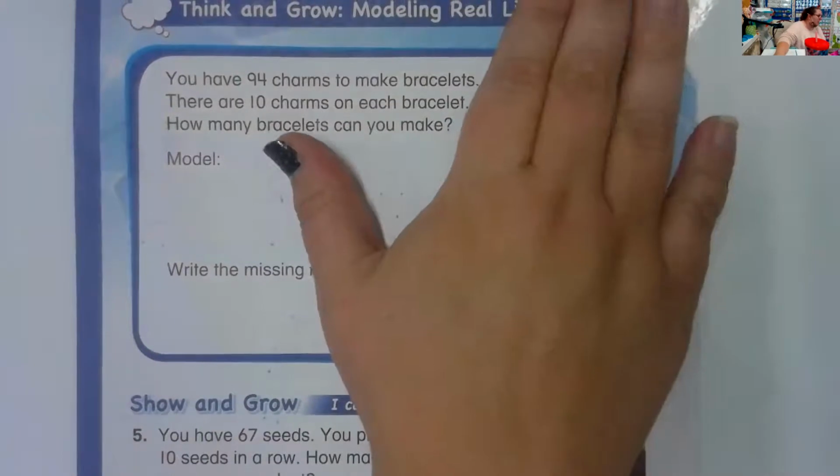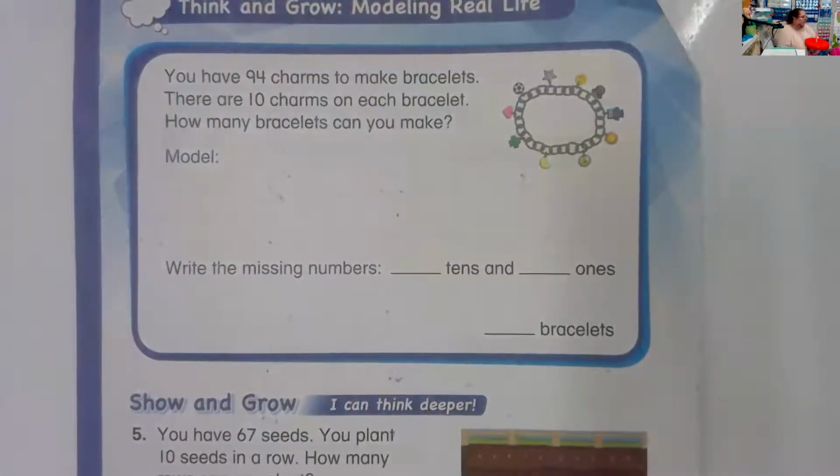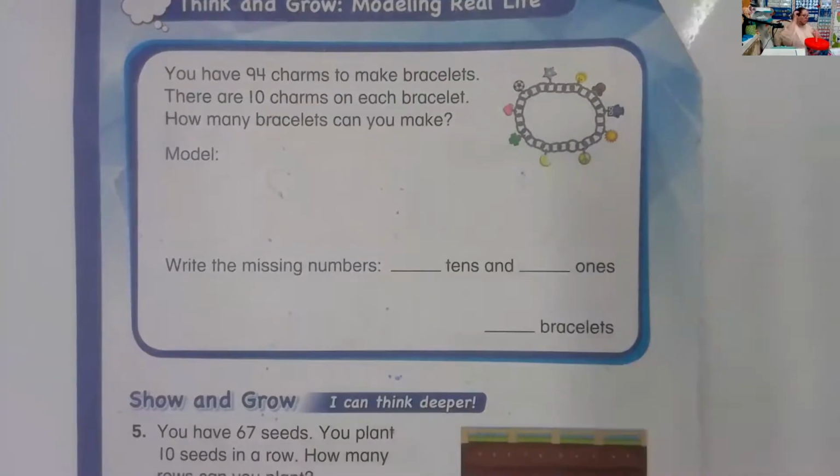These are kind of similar to some of our word problems that we've had last time. But we don't have as many because they figure that by now you know what to do. Okay, let's turn the page, so that you're on the page that has this little charm bracelet.